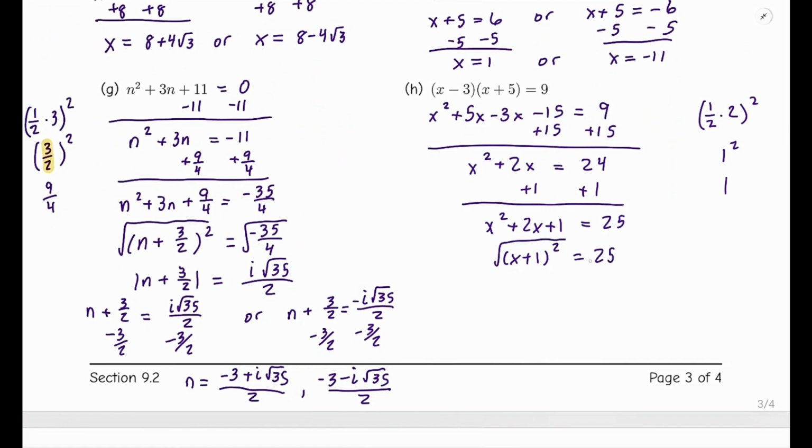(x plus 1) squared is equal to 25. Take the square root of both sides. The absolute value of x plus 1 is equal to 5. We get x plus 1 is equal to 5, or x plus 1 is equal to negative 5. Subtract 1 from both sides of both equations, and we get x is equal to 4, or negative 6.